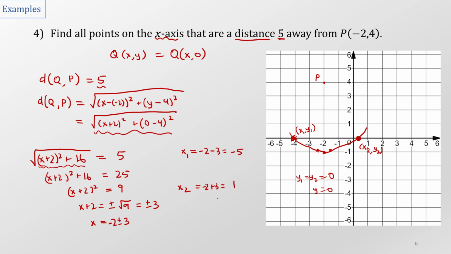Now, we're not quite done. They want us to find all points, not the x-coordinates of the points. They want us to find the points. So let's identify that our first point has x-coordinate negative 5 and y-coordinate 0. So that's one of those 2 points. And the second point has x-coordinate 1 and y-coordinate 0. So those are our 2 points.